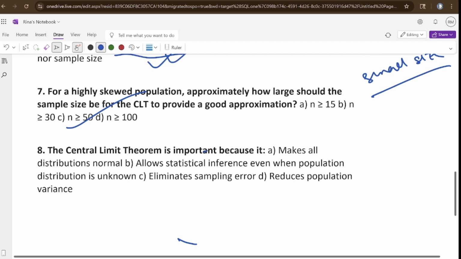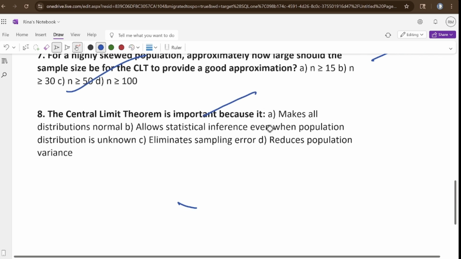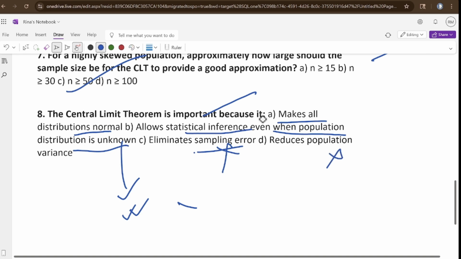Okay, now the next one. The central limit theorem is important because it makes all the distributions normal. For that you have to take a greater sample size. It allows statistical inference even when the population distribution is unknown. That is true. That is the main thing, that we don't know the population distribution, but I know that my sampling distribution is normally distributed if I have a larger sample size. Eliminates sampling error? No, that is not possible. Reduces population variance? No, that is also not the topic.